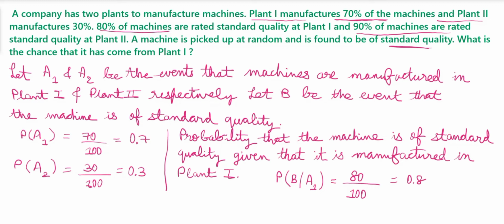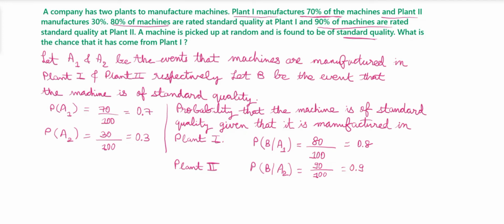Then same way, we'll find the probability that the machine is of standard quality given that it is manufactured in plant 2, which we'll write as P of B given that A2. So it will be 90 upon 100, as we have 90% of the machines rated as standard quality at plant 2, which will be equal to 0.9.